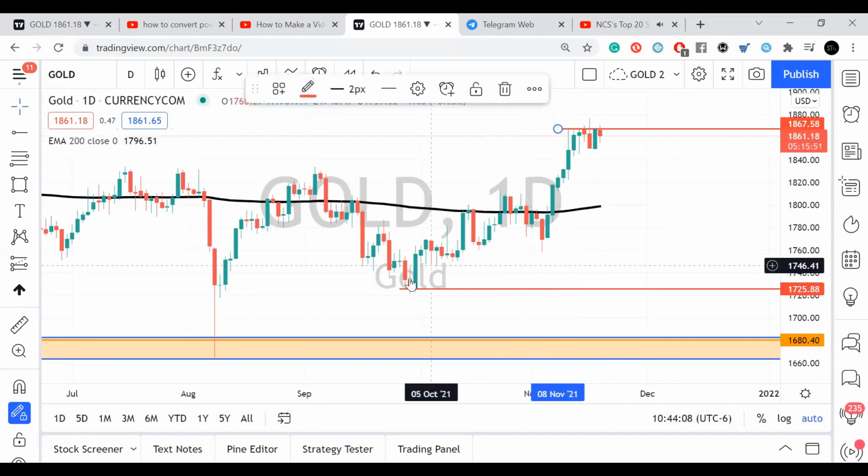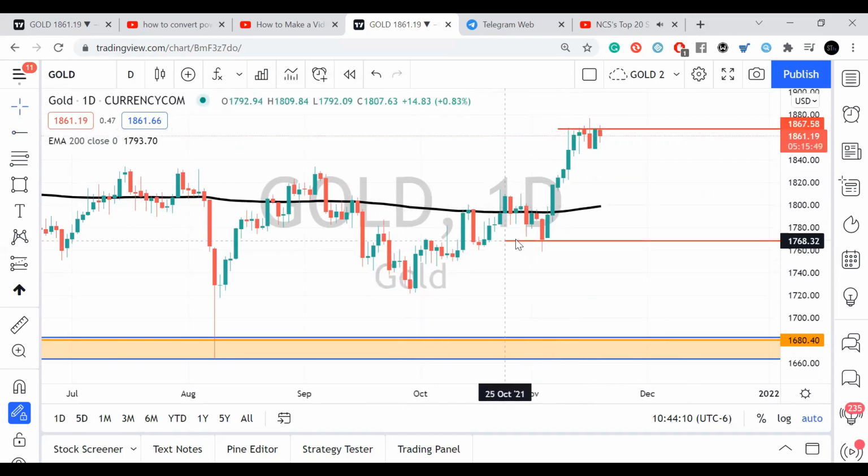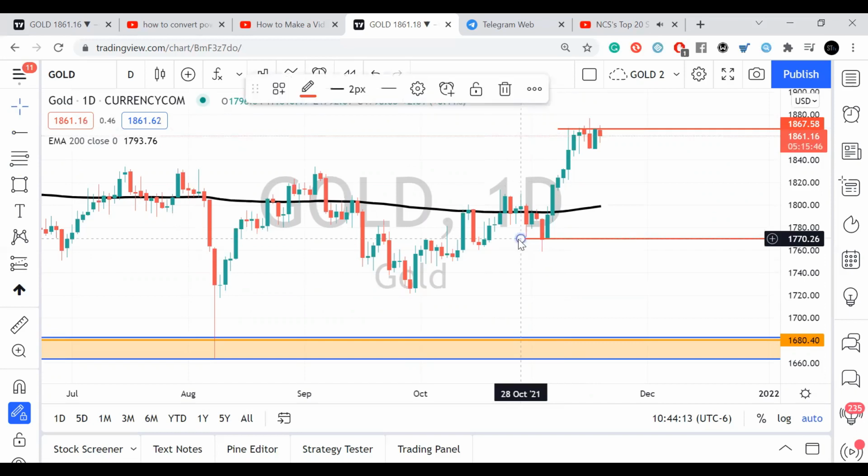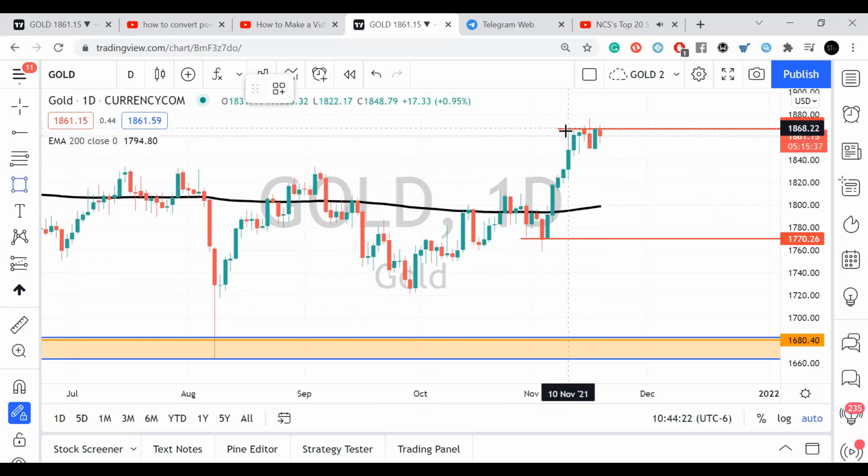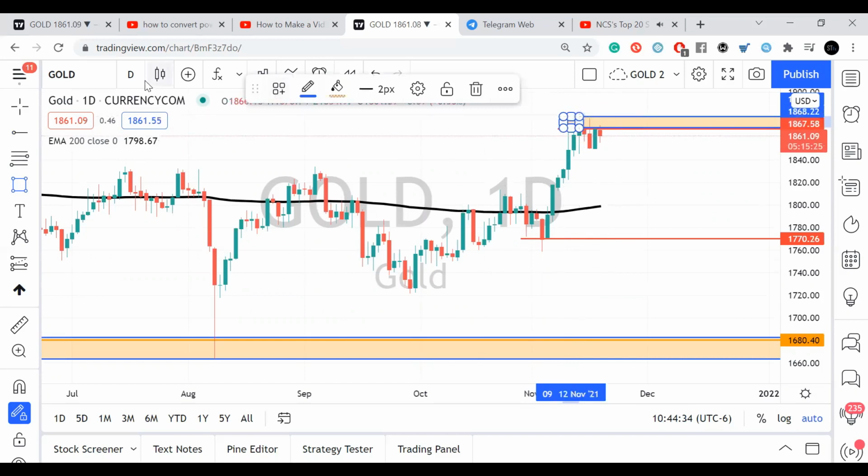Can you see? I haven't even marked this up. Can you see why price is respecting it? Can you guys see? I haven't even marked this. I'm just marking it now.